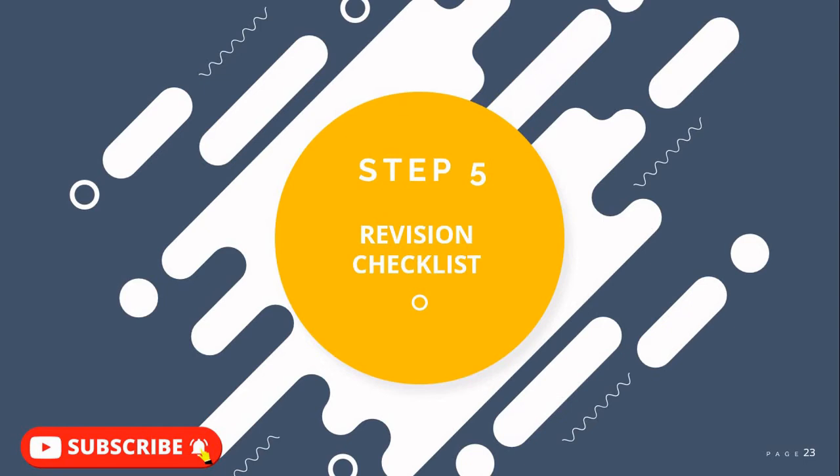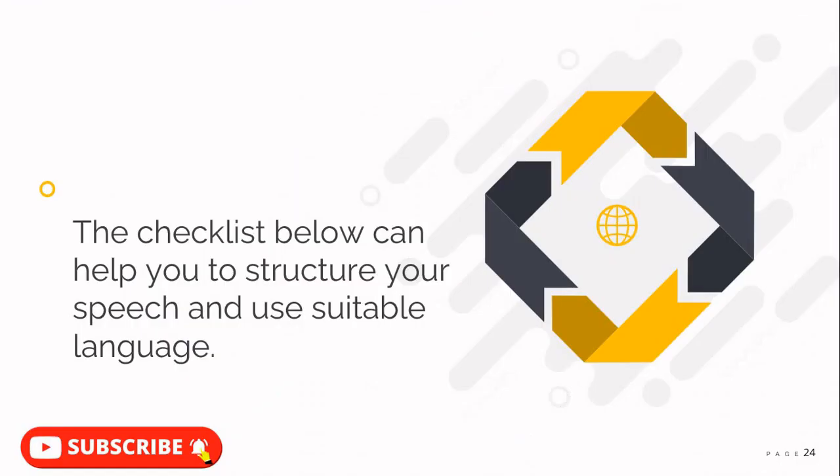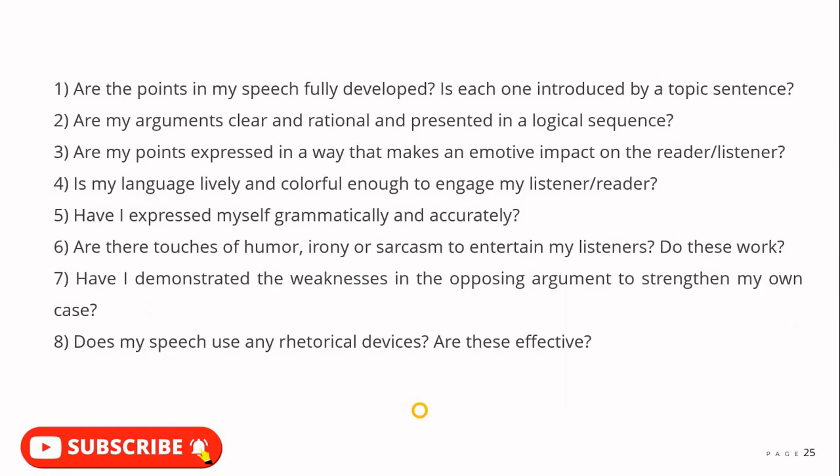Now we come to the fifth step, and that is a revision checklist. Once you have followed these 4 steps, you need to revise, and to help you I have come up with a checklist. The checklist below can help you to structure your speech and use suitable language. Let's see them one by one, 8 of them. Ask these questions of yourself before you start your speech.